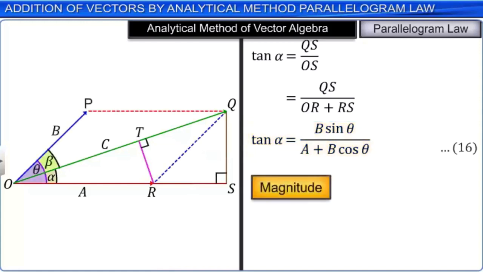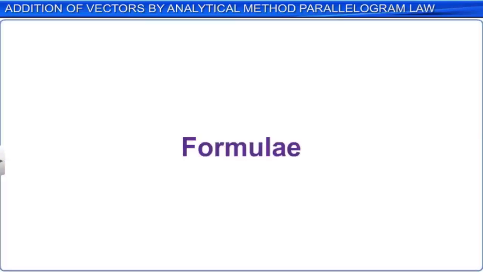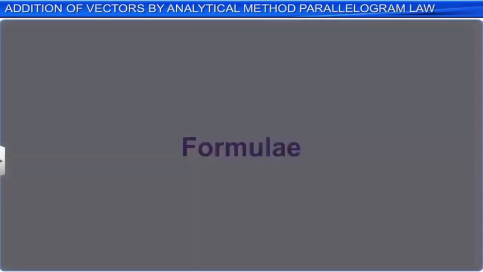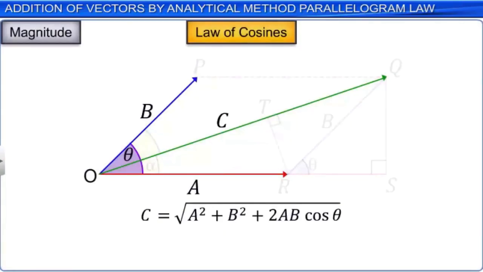Now let us explore the formulas we found with the help of the analytical method, and how they are used to represent the magnitude and the direction. The formulas are as follows. The first one is according to the law of cosines. C is equal to root of a square plus b square plus 2ab cos theta, where we know the angle theta as well as the component vectors a and b, which gives us the magnitude of the resultant vector C.